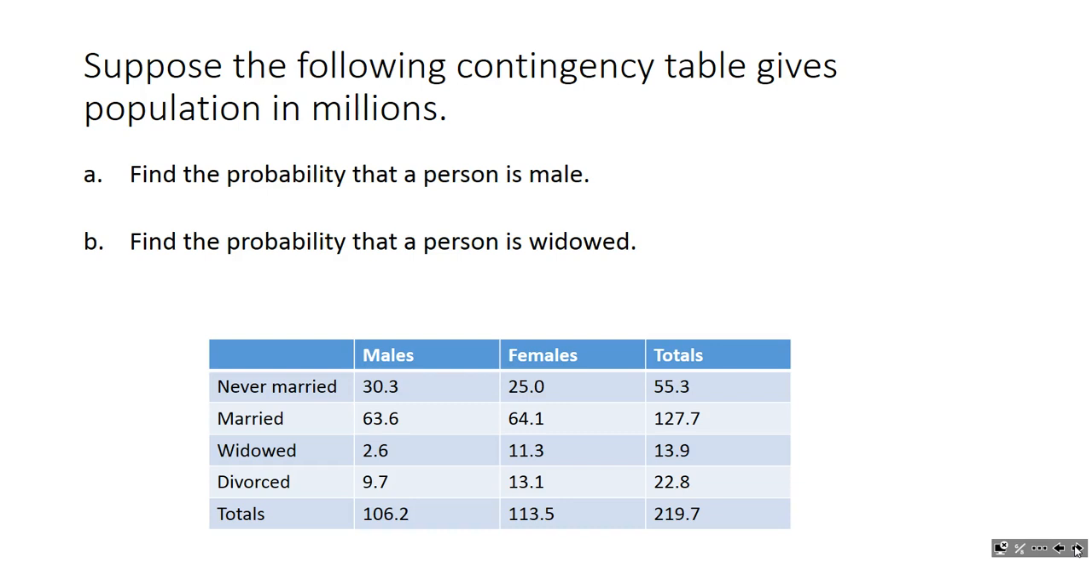First, find the probability that a person is a male. Now we're going to set this up as a fraction, and we're looking at just all people, okay, persons. There are 219.7, of course, millions, of people that we're considering in this table. Now, the probability that a person's a male, we want to look at how many males there are. And in that case, out of the 219, we have a little less than half of them, it looks like, are males.